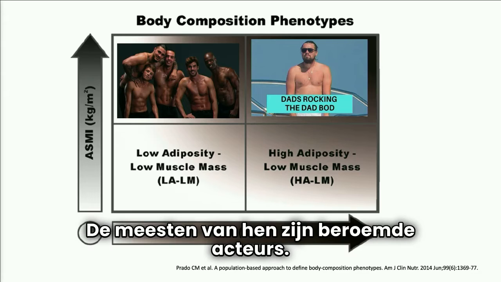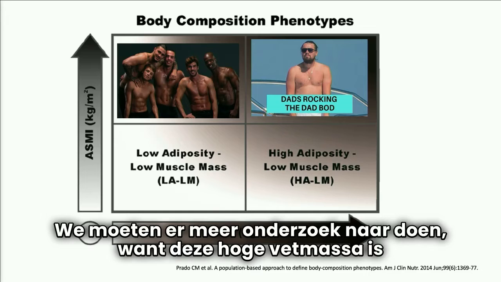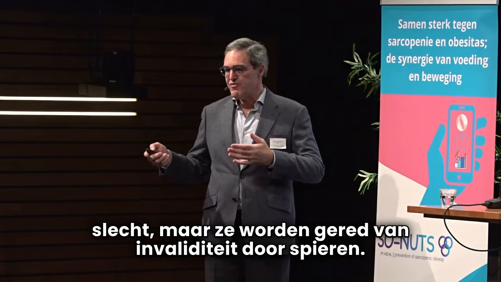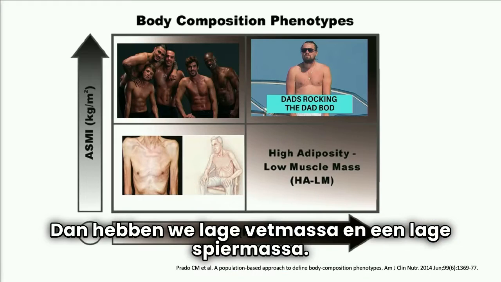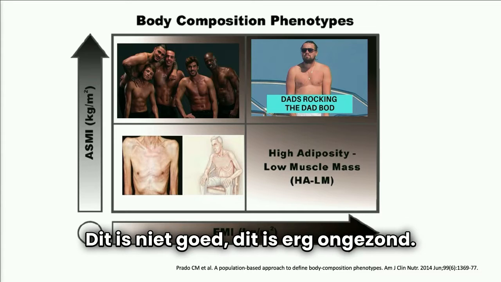Most of them are famous actors. That's an interesting condition. We need to study more, because this obesity is bad, but they are saved from disability by muscle. Then we have low adiposity, low muscle mass. This is cachexia, and in many cases sarcopenia. This is not good. This is very unhealthy.